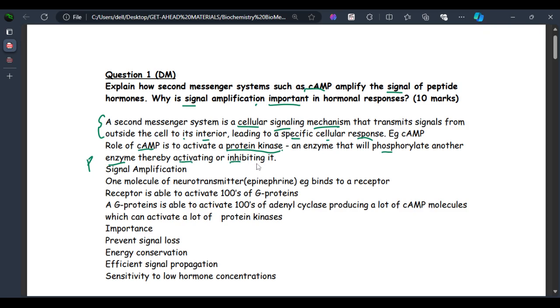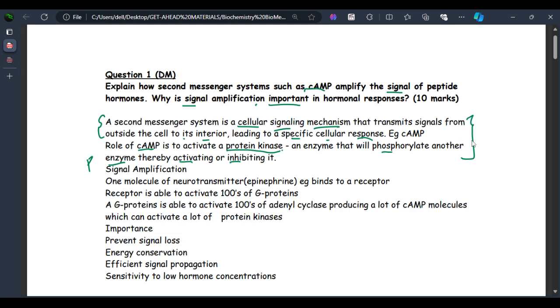And we give examples of which enzymes are activated or inhibited, by this activation of the phosphorylase, the kinase rather, protein kinase. Okay, so this is a brief idea of how the second messenger system is. So as you are describing, this question requires, if you check the backing key, that you describe what a second messenger system is.